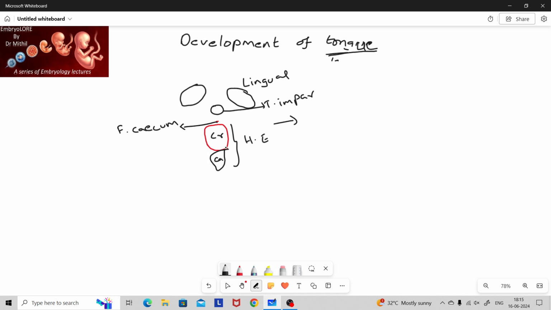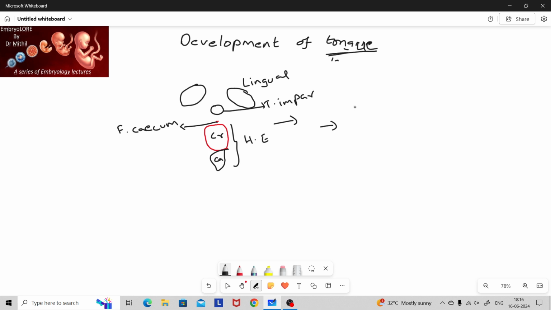Now let us see the two lateral lingual swellings. The two lateral lingual swellings overgrow the tuberculum impar. Then they merge with each other to form the anterior two-thirds of the tongue. So let us see once again.